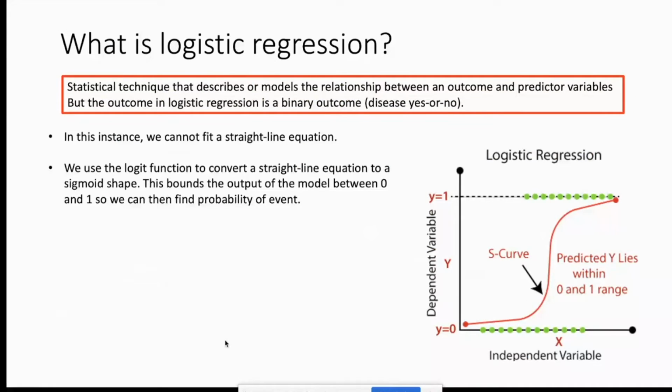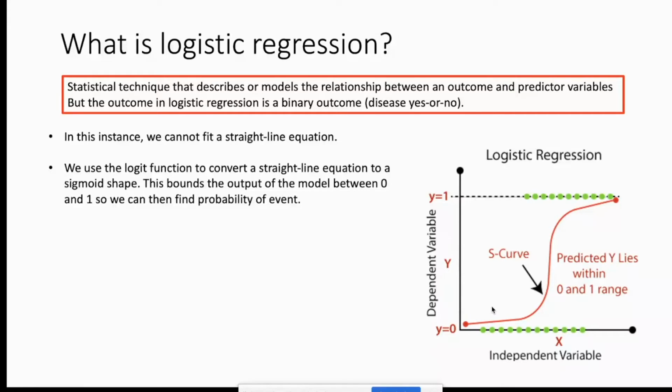So we discussed linear regression where the outcome is continuous. Now we're considering logistic regression, when the outcome takes the form of 0 or 1. So these are binary outcomes, so you either have the disease or you don't have the disease. However, we can't fit a straight line equation in this instance because it just doesn't make sense. When the outcome takes a form of 1, you have the disease, or 0, you don't have the disease, we can't really predict this using a straight line equation. So therefore, we fit a different type of equation.